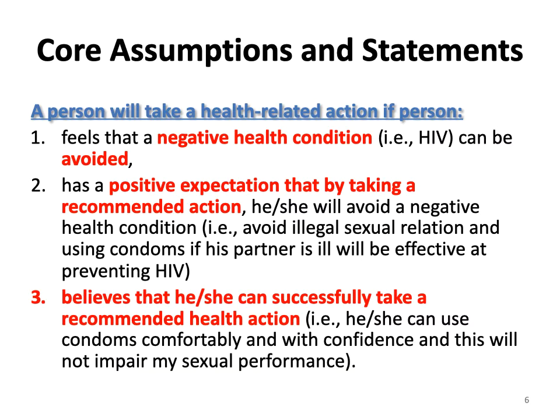Also, if the person believes that he or she can successfully take this recommended health action, because there are many barriers that usually prevent the person from doing this action. For example, he or she can use a condom comfortably and with confidence, and it will not impair sexual performance. Others say they don't feel happy using a condom during sexual intercourse, and so they refuse to use it.